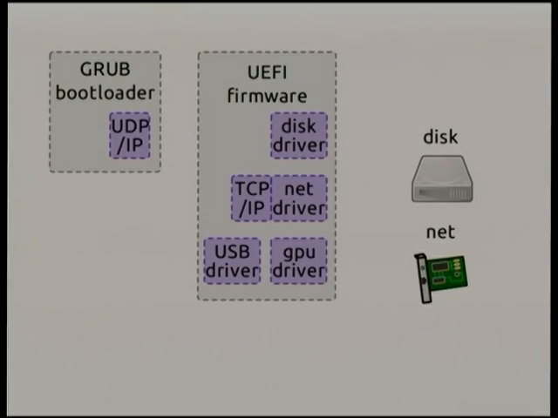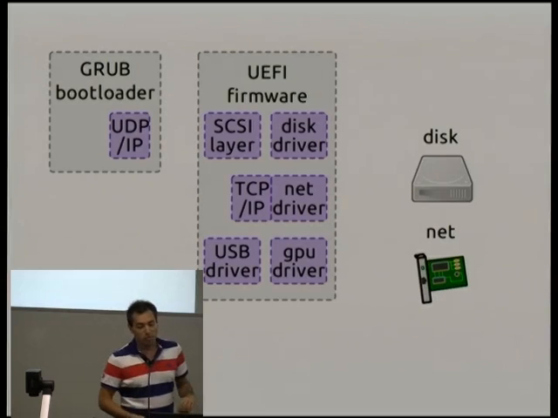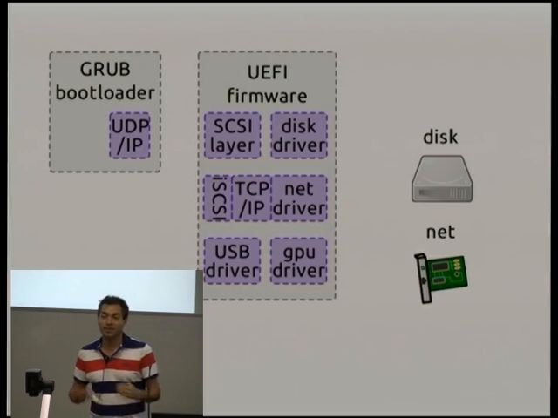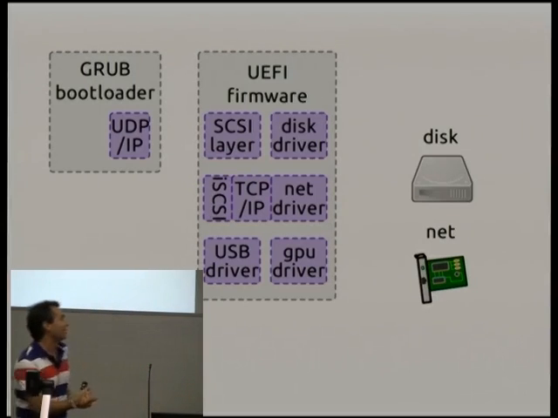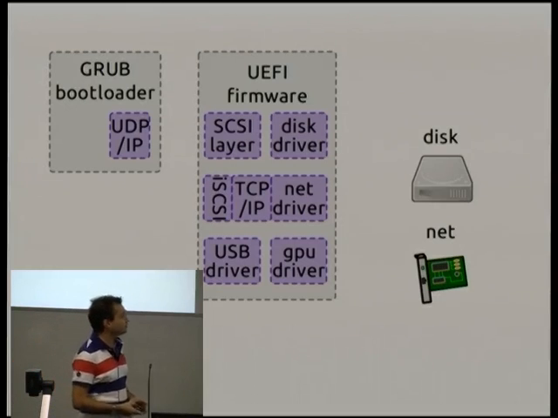We might want more advanced block devices, so we'll have a SCSI layer for that to handle things like the LUNs and the targets and whatnot. Since we've got a SCSI layer and a network layer, why don't we add some iSCSI as well? That's supported, there's an EFI protocol for doing iSCSI boot.